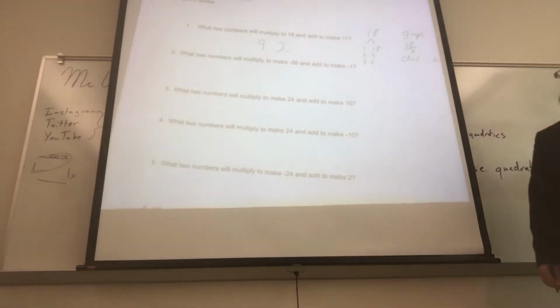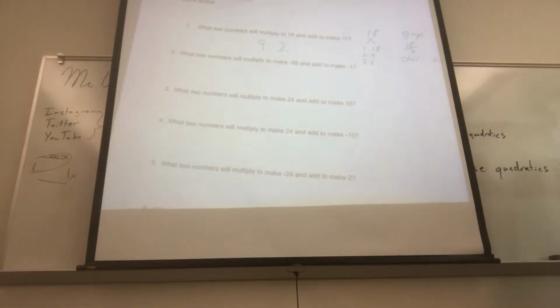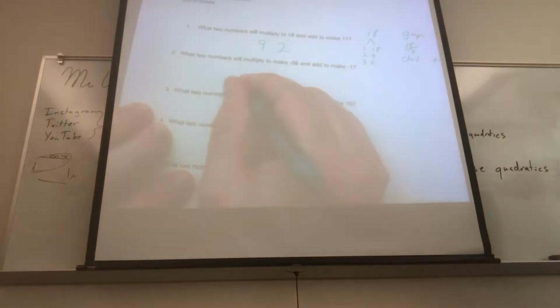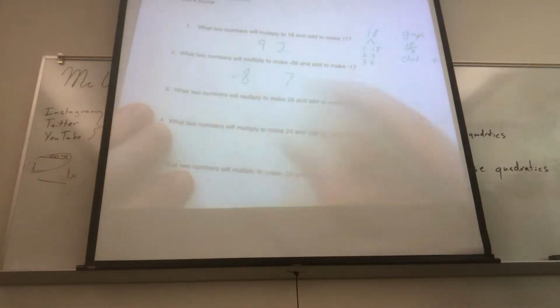What two numbers are going to multiply to make negative 56 and add together to make negative 1? It's key to remember on this one that one of them has to be negative, the other has to be positive. That's how we get such a small number on this one. It's going to be a negative 8 and a positive 7.